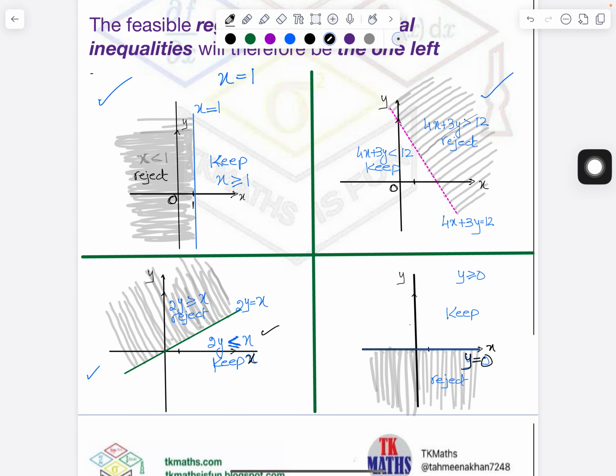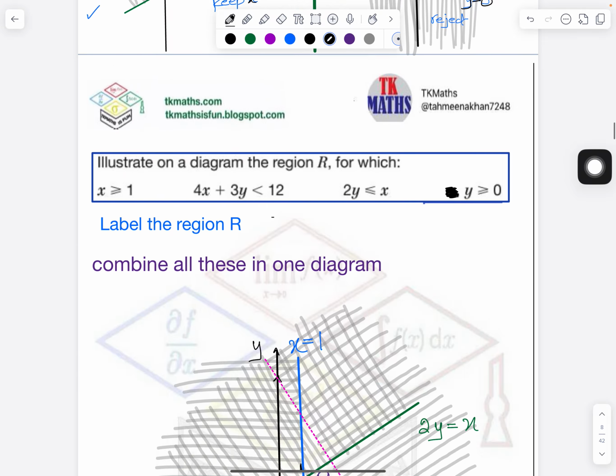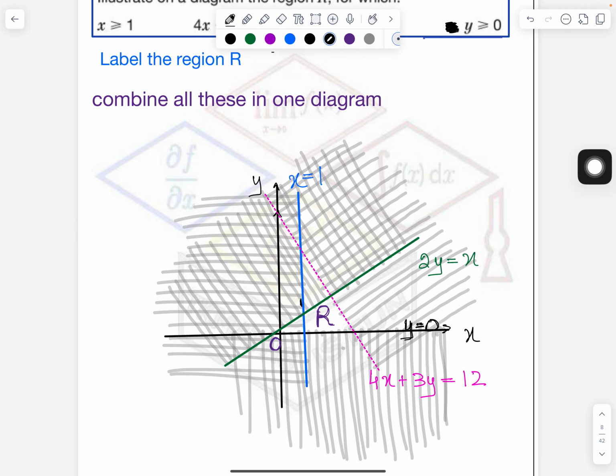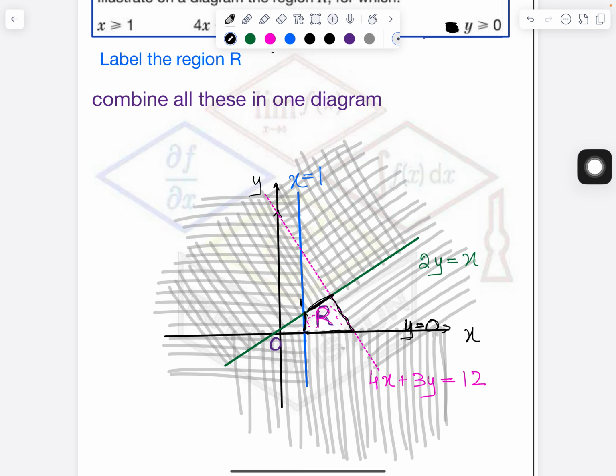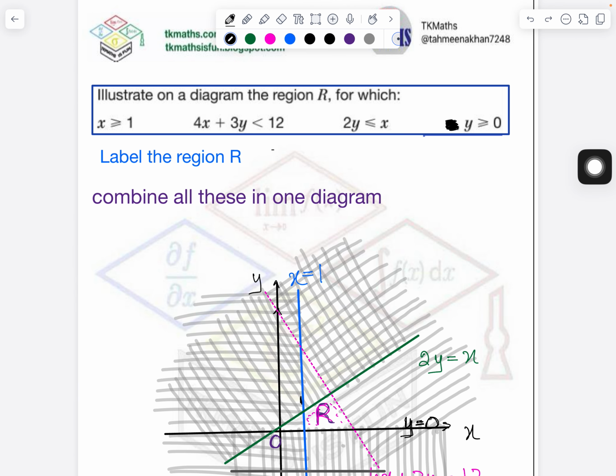Now let's combine all of them in one diagram. See here. When you combine all of them in one diagram, at the end you are left with the region where I have written R. This region. And if you see, this region is covered by how many lines? See here. 1, 2, 3, 4. So these 4 sides of the region represent the 4 inequalities which are mentioned here.